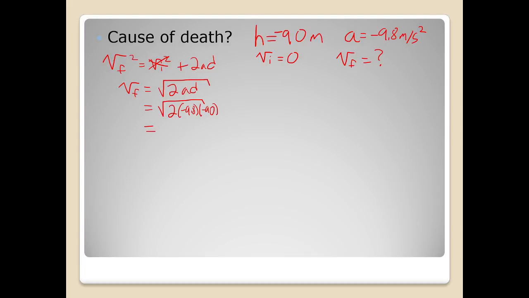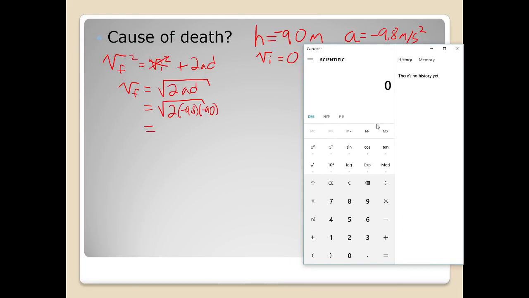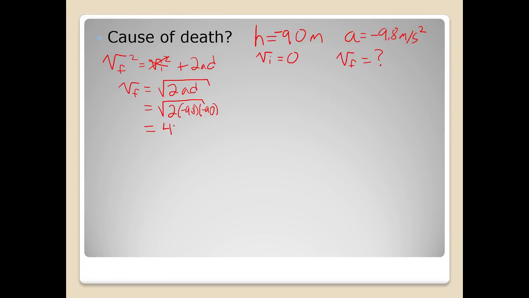And when we calculate this, I'll pull up my calculator. Okay, so when we calculate this, we get the following. 2 times 9.8 times 90, and then we'll square root that number. So she's falling at a rate of about 42 meters per second. Alright, that's how fast she's going.